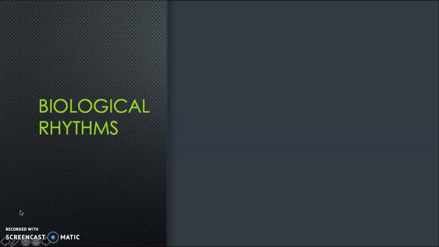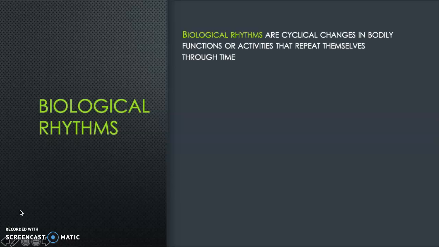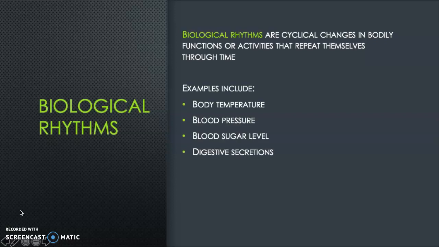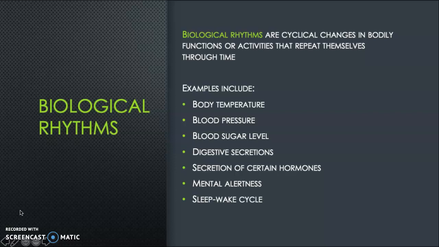So what is a biological rhythm? It's the cyclical change in bodily functions or activities that repeat themselves through time. So rhythm generally is something that repeats itself. So things like our body temperature, blood pressure, blood sugar levels, digestive secretions, secretion of certain hormones, our mental alertness, and our sleep-wake cycle. These are all different biological rhythms that occur to us every single day.